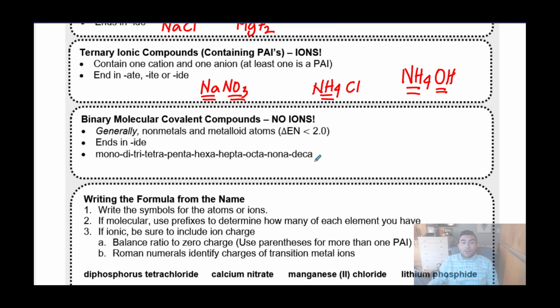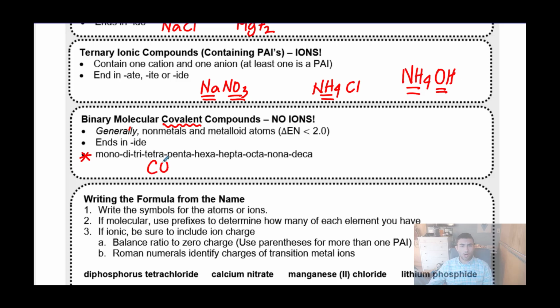We looked at binary molecular covalent compounds. So there's no ions here, right? There's no ions, no charges. Covalent compounds mean that the atoms are sharing electrons. Generally, it's nonmetals and metalloid atoms only, and the difference in electronegativity is usually less than 2. These end in "ide," and the most important thing here is we use prefixes to help us determine, so that someone knows how many of each nonmetal or metalloid atom is present in the molecule.